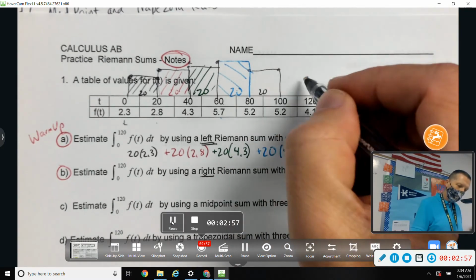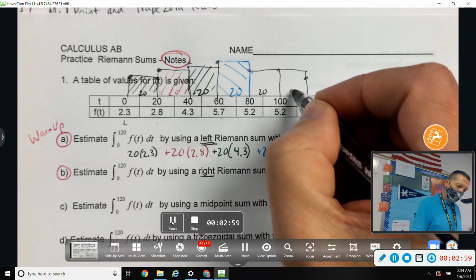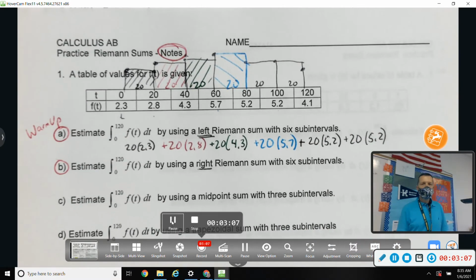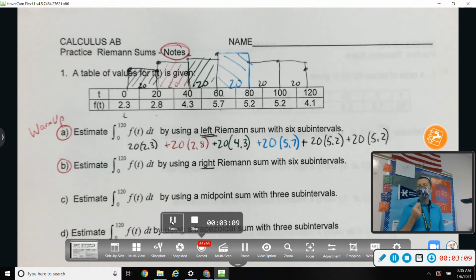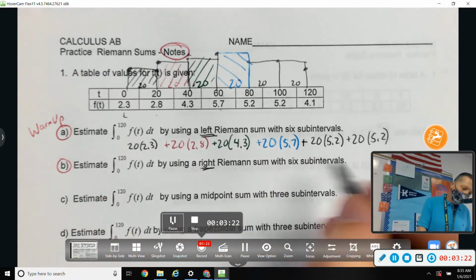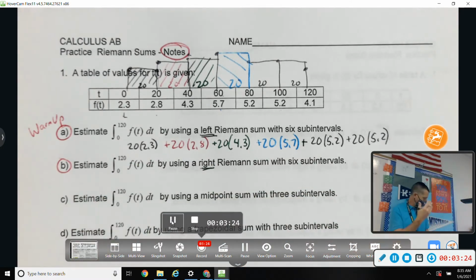And the last rectangle is 20 wide, and the left-hand height is 5.2. I never used 4.1. Is that okay? I got one thumbs up and a bunch of blank stares. You're right, it's okay. The 4.1 we'll use when we come from the right. Now that's an okay final answer. So I don't have the key with me. If you want a different answer, then type it all in and see what you get. I'm just going to leave it like that.